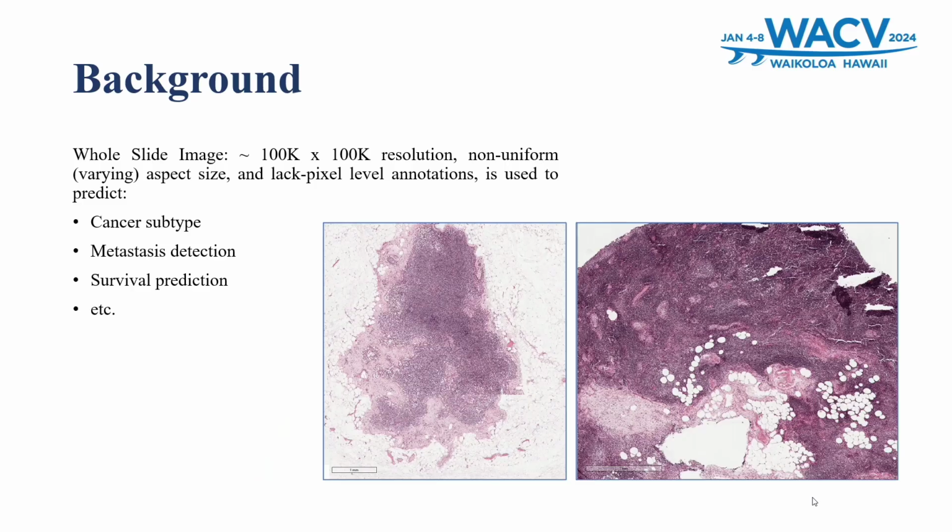Before I start to explain the details of the proposed method, let me introduce the background of whole slide images. The whole slide image is represented in gigapixel resolution, with non-uniform size, and also pixel-level annotation. These images are used to predict the cancer subtype, metastasis detection, survival prediction, and so on.